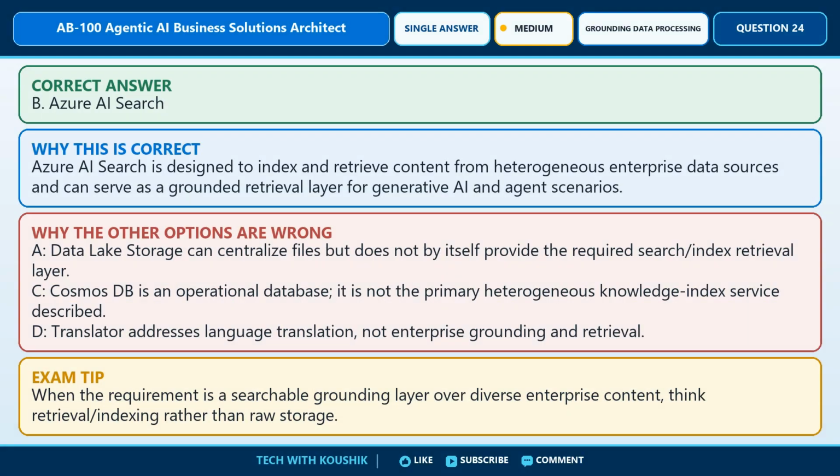The required response is option B, Azure AI Search. Azure AI Search is designed to index and retrieve content from heterogeneous enterprise data sources and can serve as a grounded retrieval layer for generative AI and agent scenarios.